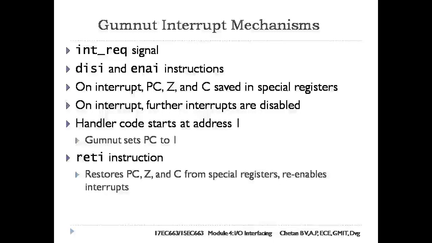GovNet interrupt mechanisms. First thing is we require a signal int_req. DISI and ENAI instructions. On interrupt, PC, Z and C values are saved in special registers. On interrupt, further interrupts are disabled. Handler code starts at address 1. GovNet sets PC to 1. The RTI instruction restores PC, Z and C from special registers and re-enables interrupts.